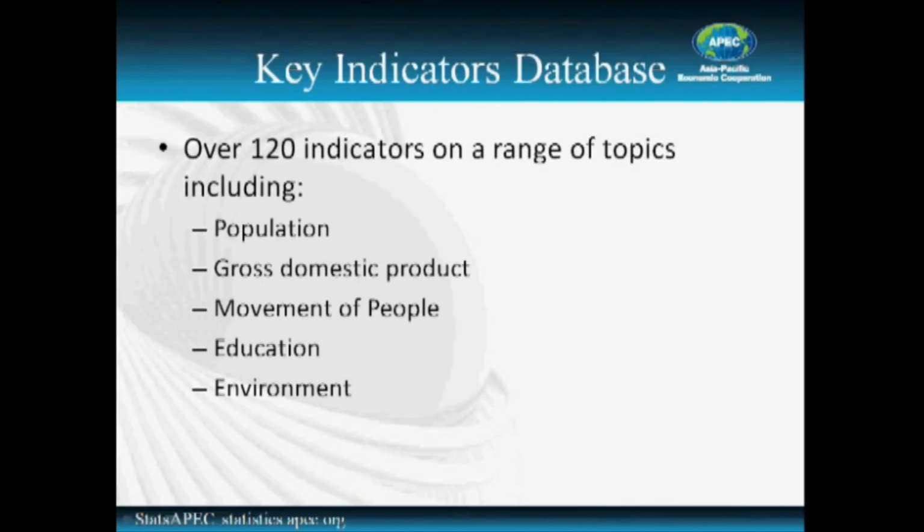The StatsAPEC website is made up of two databases. The first is the Key Indicators database, which has over 120 indicators, allowing for detailed analysis of trends in the APEC region. It covers a range of topics including population, gross domestic product, movement of people, education, and the environment.